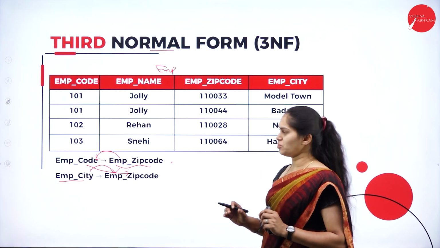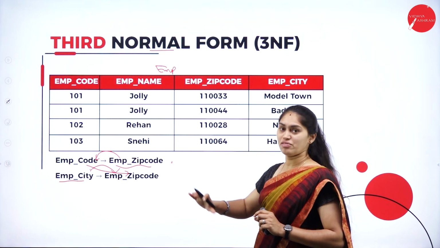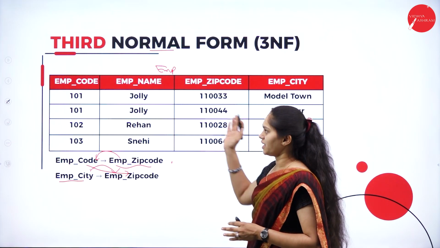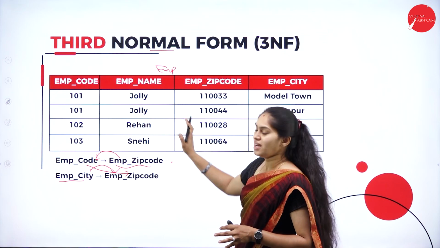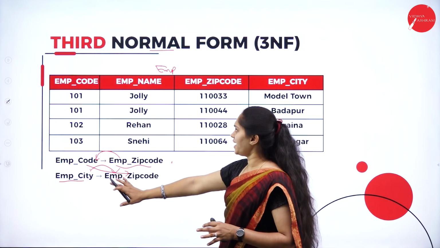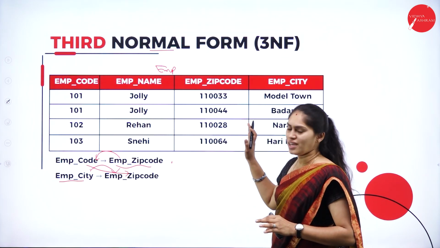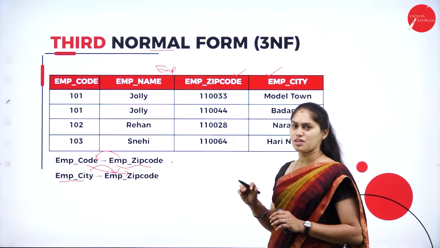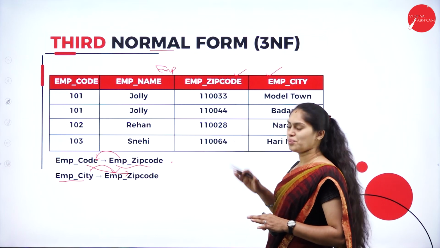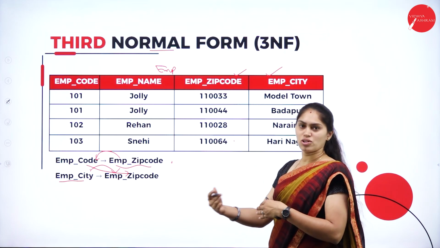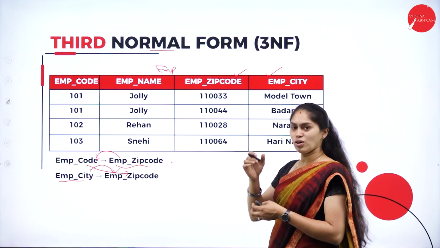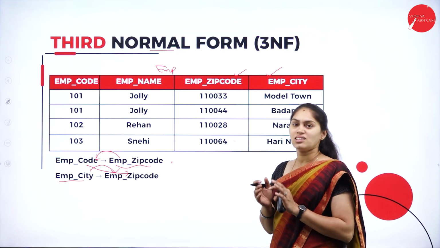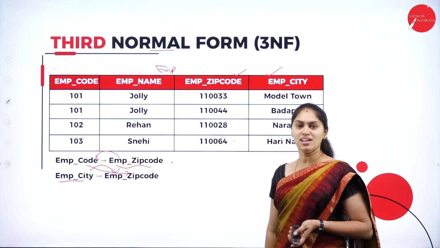In order to remove that, we have to decompose this table into a number of tables. I can have employee code and employee name as one table called employee details, and I can have employee address by including the employee zip code and employee city. By decomposing it into a number of tables, we remove the transitive dependency if we want the table to be in third normal form. This is one example.